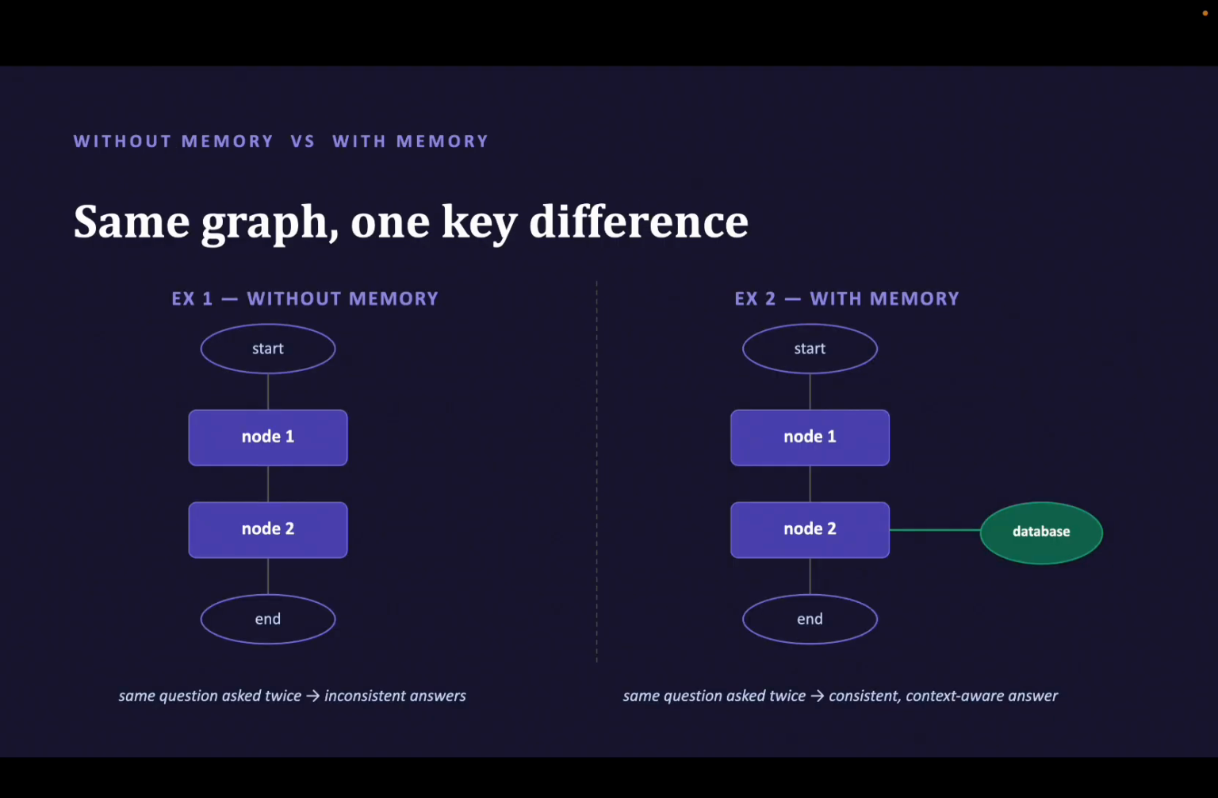Here you can see two graphs. One has memory, and the other is without memory. In the one without memory, once node 2 executes, the state gets destroyed, so it will not maintain the memory. In the one with memory, once node 2 executes, the state is stored in the database. So if the user asks the same question again, the application can retrieve the previous conversation and provide the proper answer to the question. Hope this is clear.